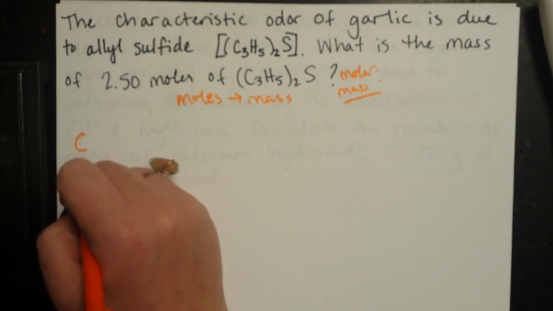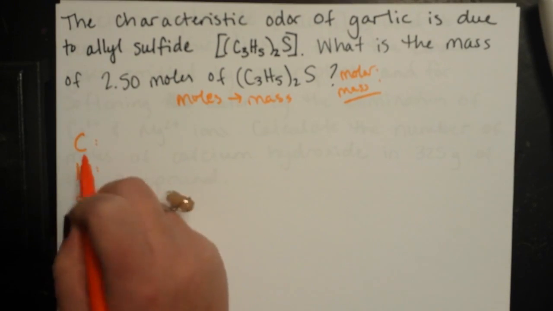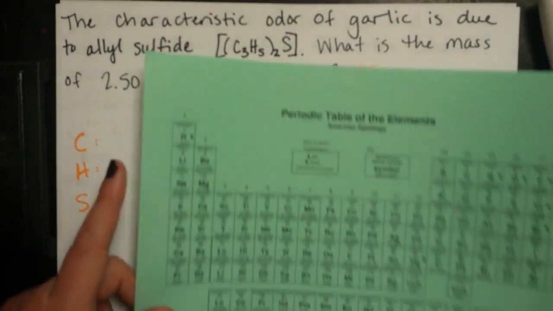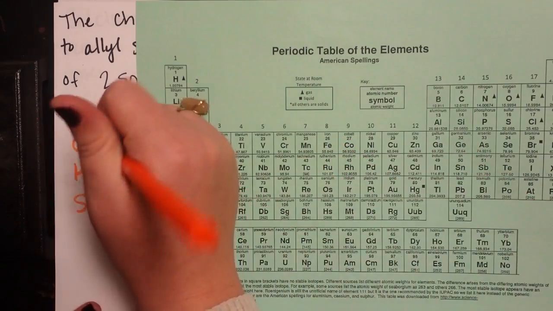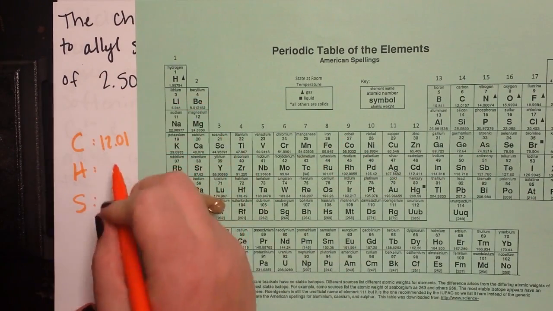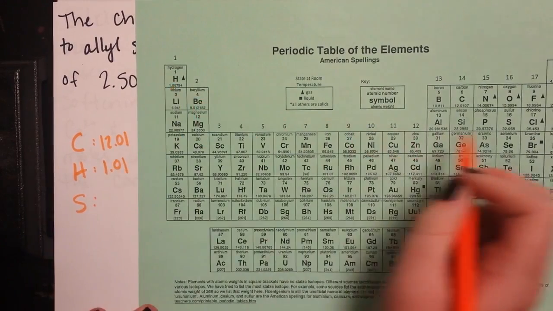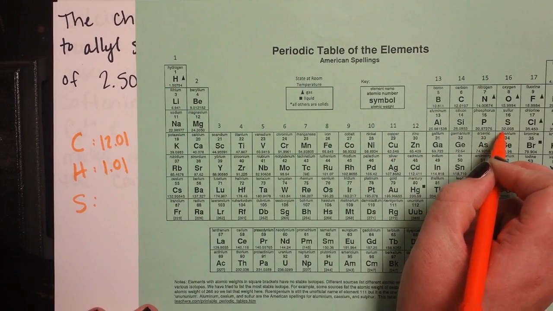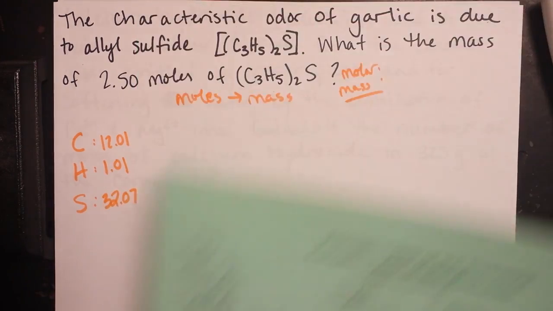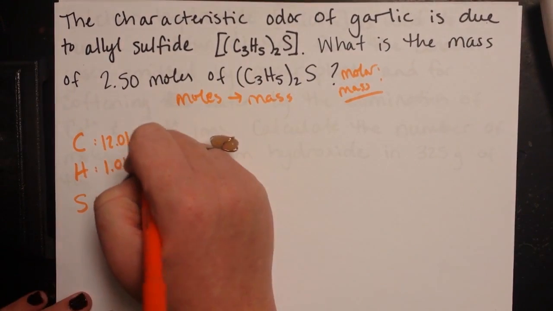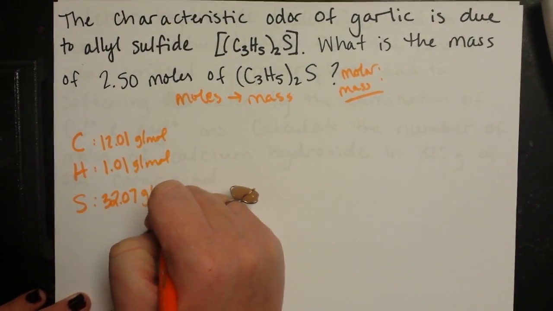So I've got carbon, hydrogen, and sulfur. And if I look on the periodic table, I can get the molar mass of each of these elements. Carbon, remember, is 12.01 grams per mole. Hydrogen is 1.01 grams per mole. And sulfur is 32.07 grams per mole. Go ahead and write those units in.